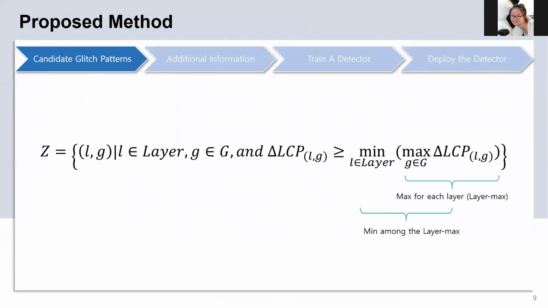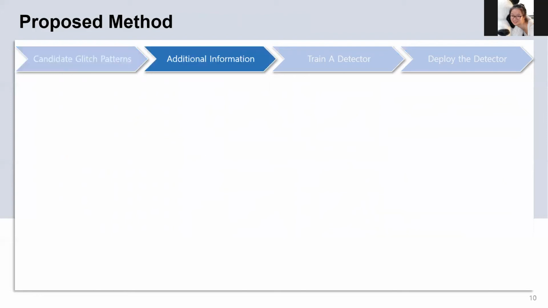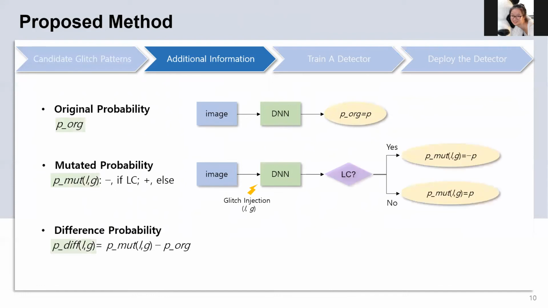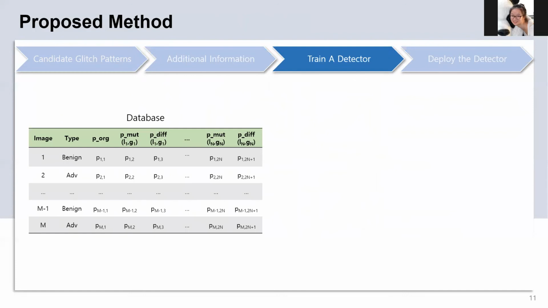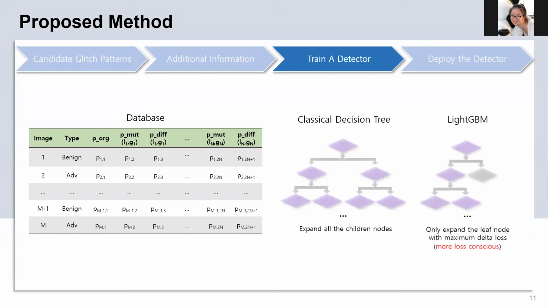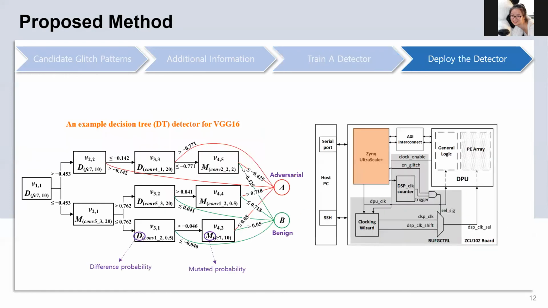First, we use the following formula to find out the candidate glitch patterns. Then we collect three kinds of probability information correspondingly: original, mutated, and difference. Then we construct a database like this. We use such database to train a detector. Two kinds of decision tree algorithms are adopted for training: classical one and lightGBM. The main difference is the tree growth manner, as shown here. Finally, we integrate the already trained detector to the deep learning accelerator for in-place detection.